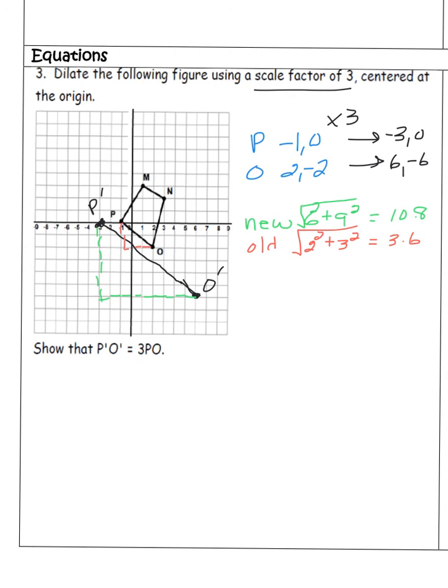Now I just take my information and plug it in. I need the new first because it says P prime, O prime right here. So I'm going to write the new one, which was 10.8, equals, I'm going to drop my 3, and then I'm going to write my old one inside, which is 3.6. And then I'll do my check step. 10.8 does indeed equal 3 times 3.6, because when I multiply that, I'm getting 10.8. So it checks. And we're done here.